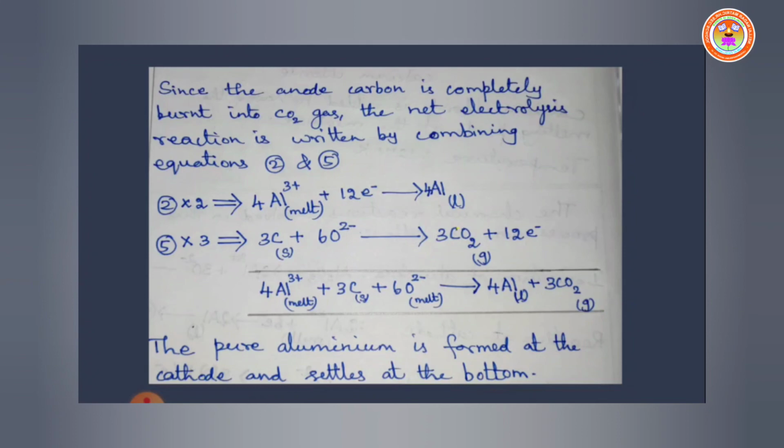For the Al3+ ion and O2- ion, you write melt. Carbon is in the solid state, aluminium is in the liquid state, and CO2 is in the gaseous form. During electrolysis, metal will always be collected or deposited at the cathode only. Remember this point. So the pure aluminium is formed at the cathode and settles at the bottom. That's all about the electrochemical extraction of aluminium by the Hall-Heroult process. One of the possible 5-mark questions.